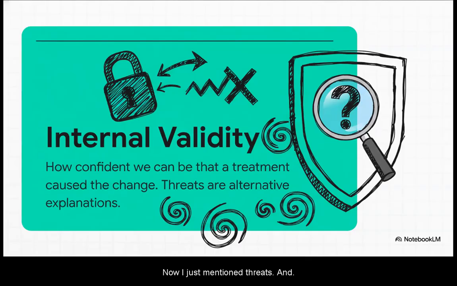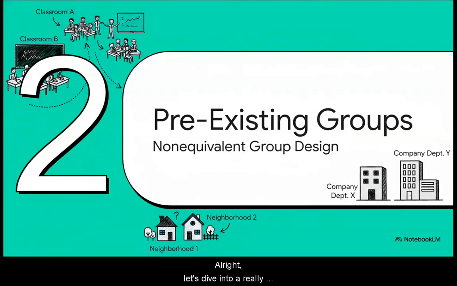Now, I just mentioned threats, and that brings us to a super important idea: internal validity. Put simply, it's all about confidence. How sure can we really be that our intervention, our treatment, actually caused the change we're seeing? Any other possible explanation, what scientists call a confounding variable, is a threat to that confidence. So the whole goal of a good research design is to stamp out as many of those alternative explanations as possible.